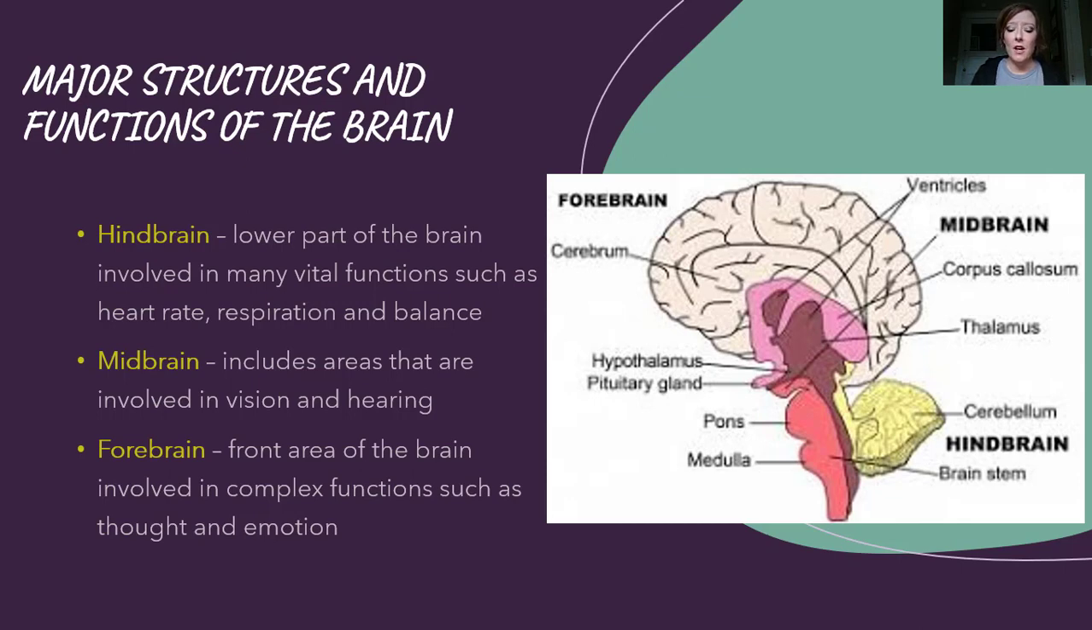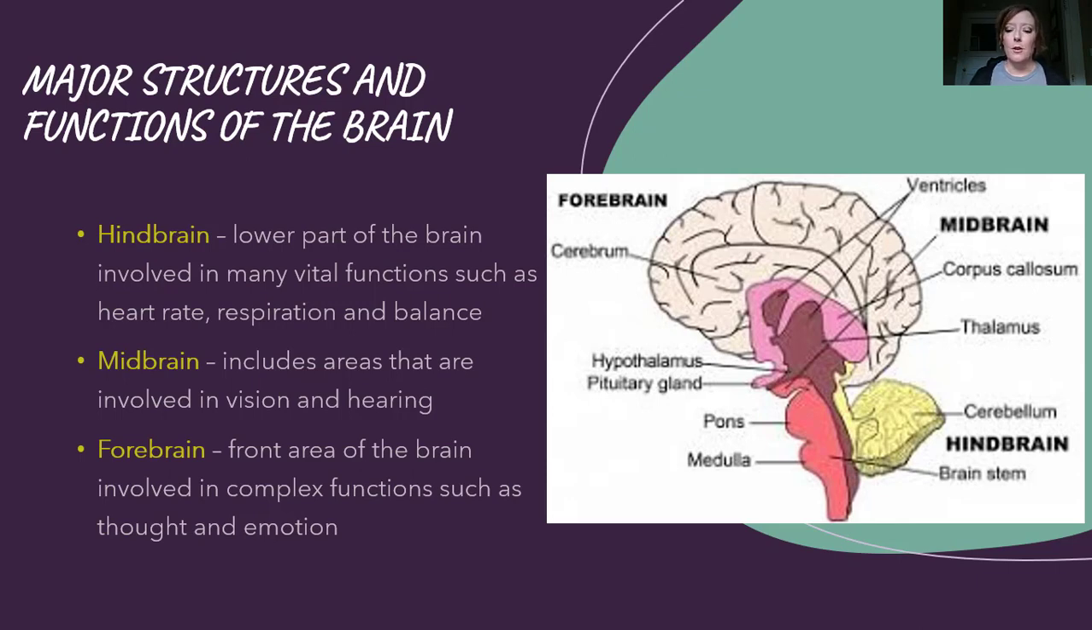So I want you to think there are two ways that we look at the brain. The first way is kind of inside out. We're looking at the hindbrain first. This is kind of the deepest, most primitive part of the brain. It is the part of the brain that most animals have in common with us. So this part of the brain is involved in many vital functions like heart rate, respiration, and balance. These are things that we don't have to think about doing.